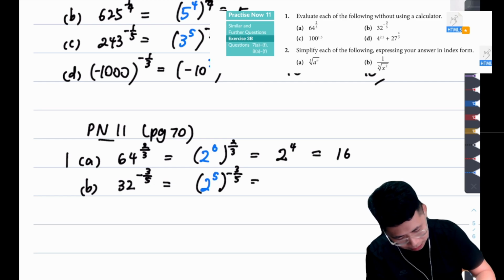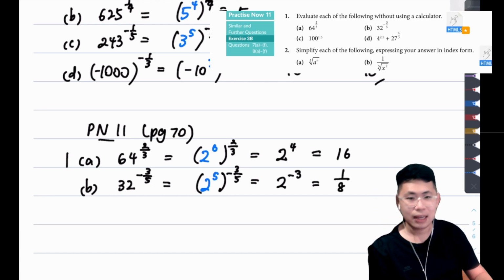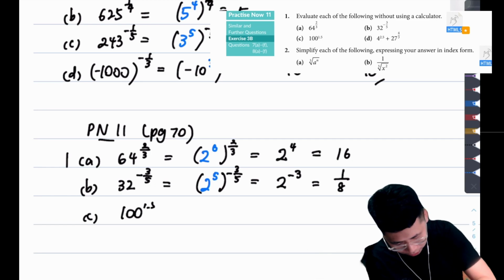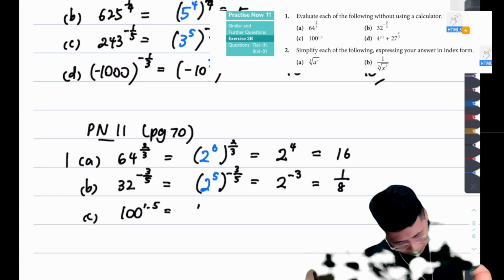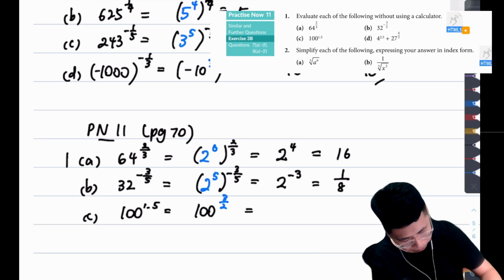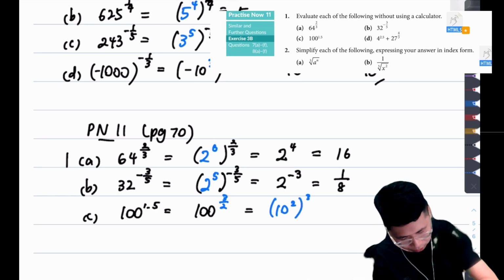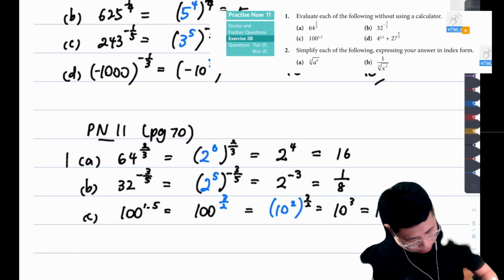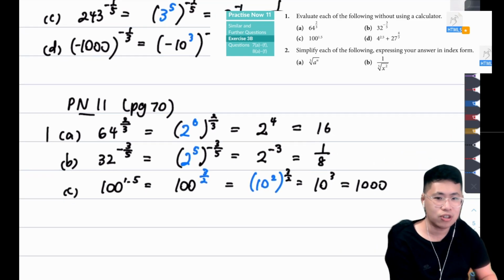Okay, so with this, let me multiply in. So this will be 2 to the power of negative 3. And this is 1 over 8, 1 over 2 cubed, which is 1 over 8. Right, for C, we have 100 to the power of 1.5. So what this means is I can write this as 100 to the power of 3 over 2. So with this, 100 is 10 squared, right? And the whole thing would be power 3 over 2. So when we multiply, I get 10 to the power of 3, and this is actually 1000. Okay, very long journey for C.